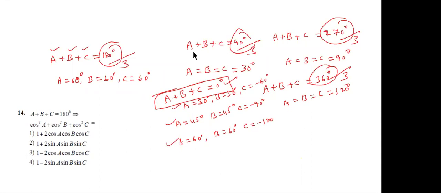Okay, right. For A plus B plus C equal to 180, 90, 270, 360, directly divide the angle by 3. Then you will get each angle.